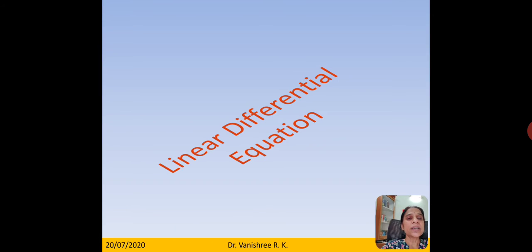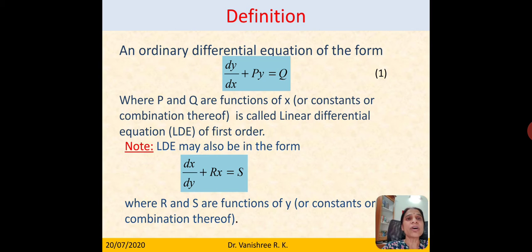Now we shall look at specifically the topic of interest, which is the linear differential equation. In fact, we are going to study first order linear differential equation. So what is the definition of a linear first order differential equation? It is an ordinary differential equation of the form dy by dx plus py is equal to q, where p and q are functions of x, or they may be constants. P may be constant and q may be a function of x, q may be constant and p may be a function of x, both p and q may be functions of x, or both may be constants. If such a thing happens, then we call this a linear differential equation of first order.